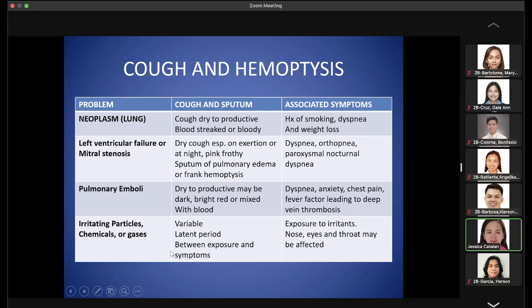And for irritating particles, chemicals, or gases, usually there is a long latent period, no? So common yan kapag ang occupation mo ay lagi kang na-expose doon. So if you are a chemist, diba, and you don't wear proper PPE, if you are a traffic enforcer, di ka nag-wear ng face mask, so talagang nalalanghap mo lahat ng usok. Okay, so there is a long latency period. So during the time na nag-work siya, bata pa siya, there are actually no symptoms. But usually pagtanda or in later years, nandun na yung mga symptoms. Okay.